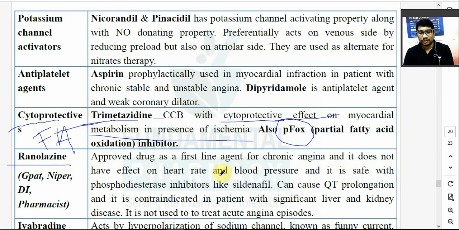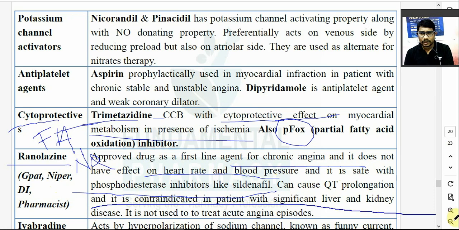It is an approved first line agent for chronic angina, and it does not have an effect on heart rate. ये heart rate को effect नहीं करता, blood pressure के ऊपर कोई effect नहीं है, and it is safe with phosphodiesterase inhibitors like sildenafil. मतलब ये safe भी है. It is a sodium channel blocker. It can cause QT prolongation and is contraindicated in patients with liver and kidney disease. Not used to treat acute episodes of angina.